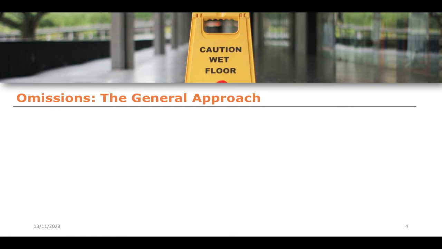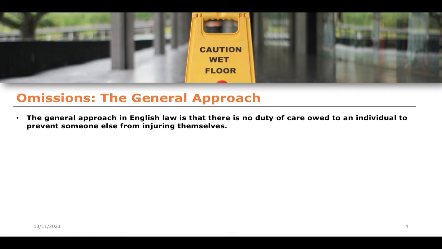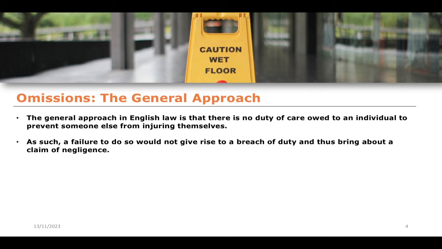Now, the general approach in all of law is that the failure to do something, the lack of performance of an act in a general setting, does not give rise to liability. And this is the general approach which is applied in English law, and specifically within English law in relation to negligence as well. So there is no duty of care owed to an individual to prevent someone else from injuring themselves. Okay? And as a result, because there is no duty of care owed to an individual to prevent them from injuring themselves, a failure to do so would not give rise to a breach of duty. And so there cannot be a claim in negligence for omissions.